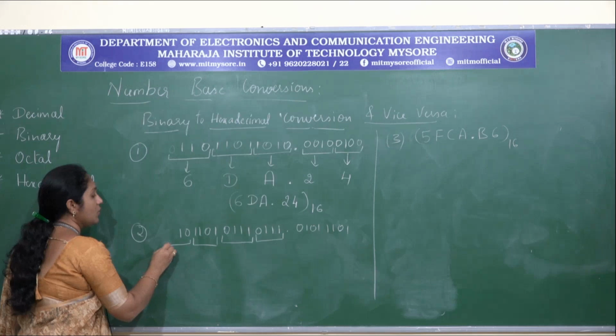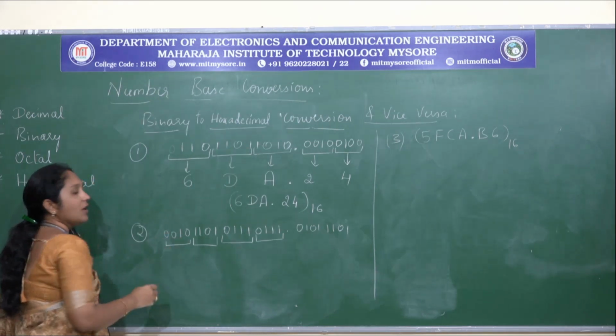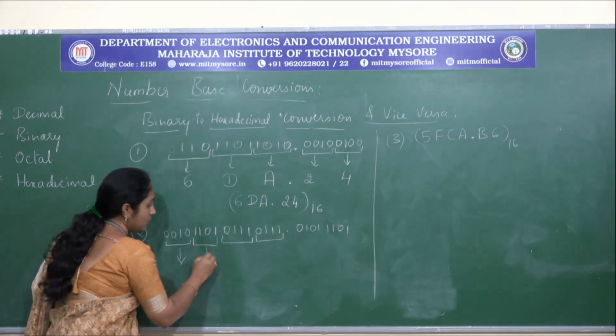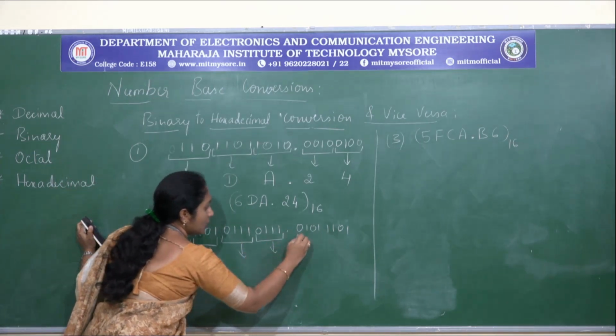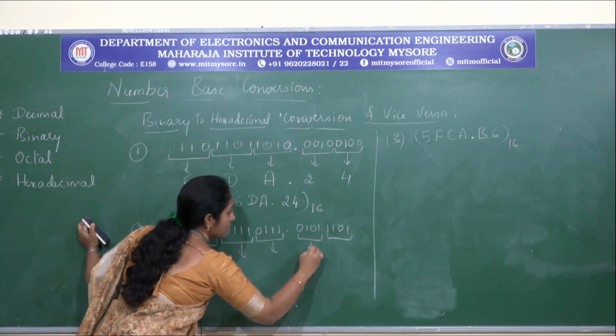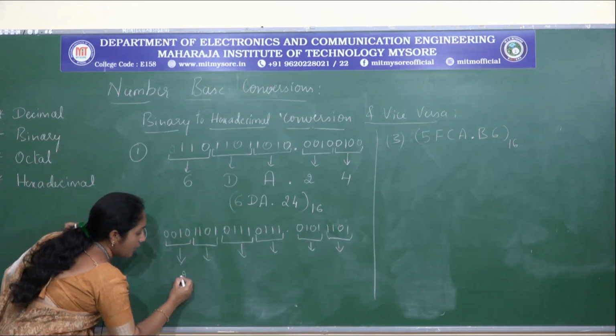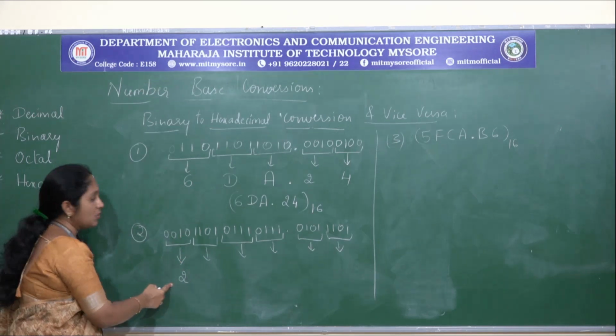Yes, we are left with only 2. You can add 2 more zeros, or simply you can just write this as 2. Now, see, the equivalent of this in hexadecimal is 2.